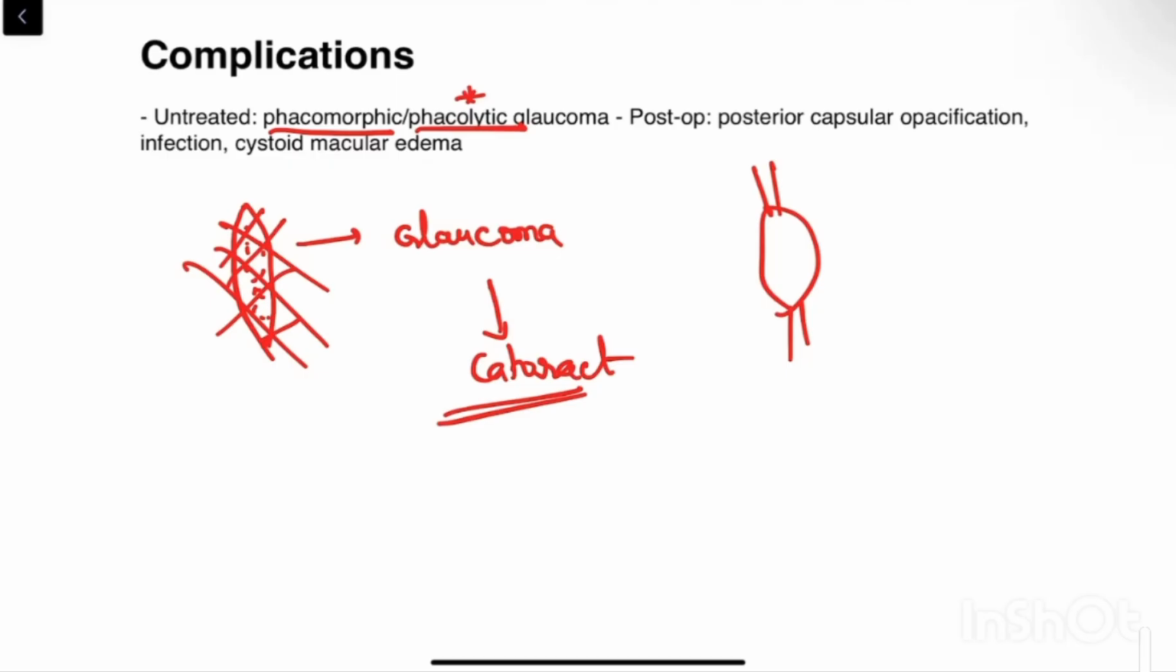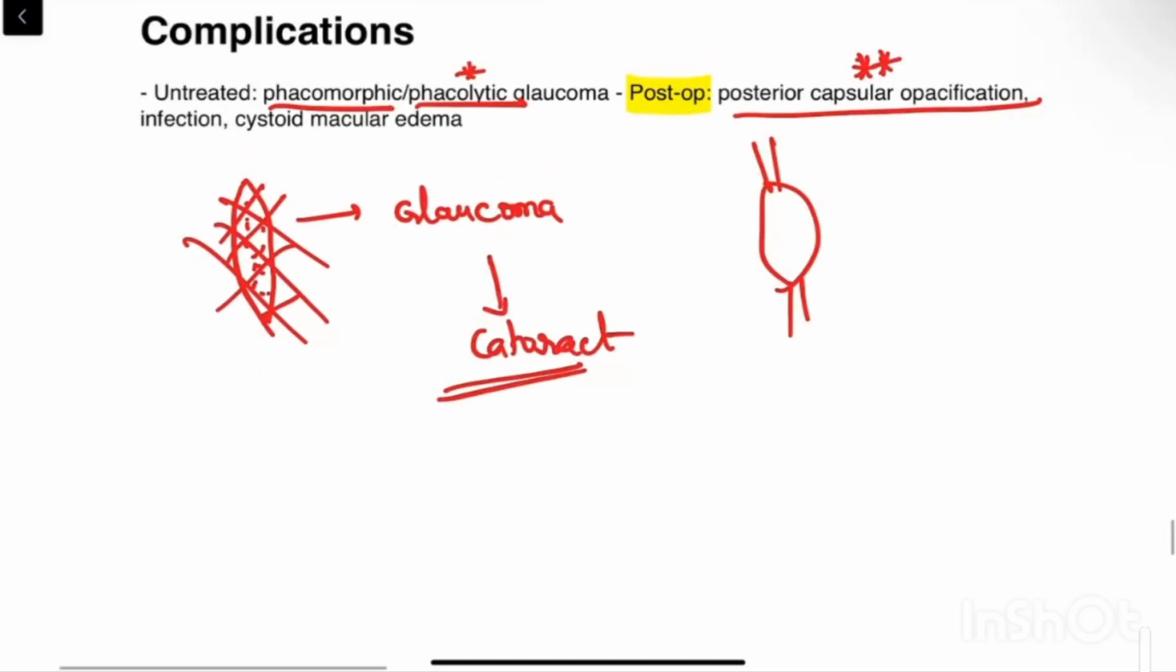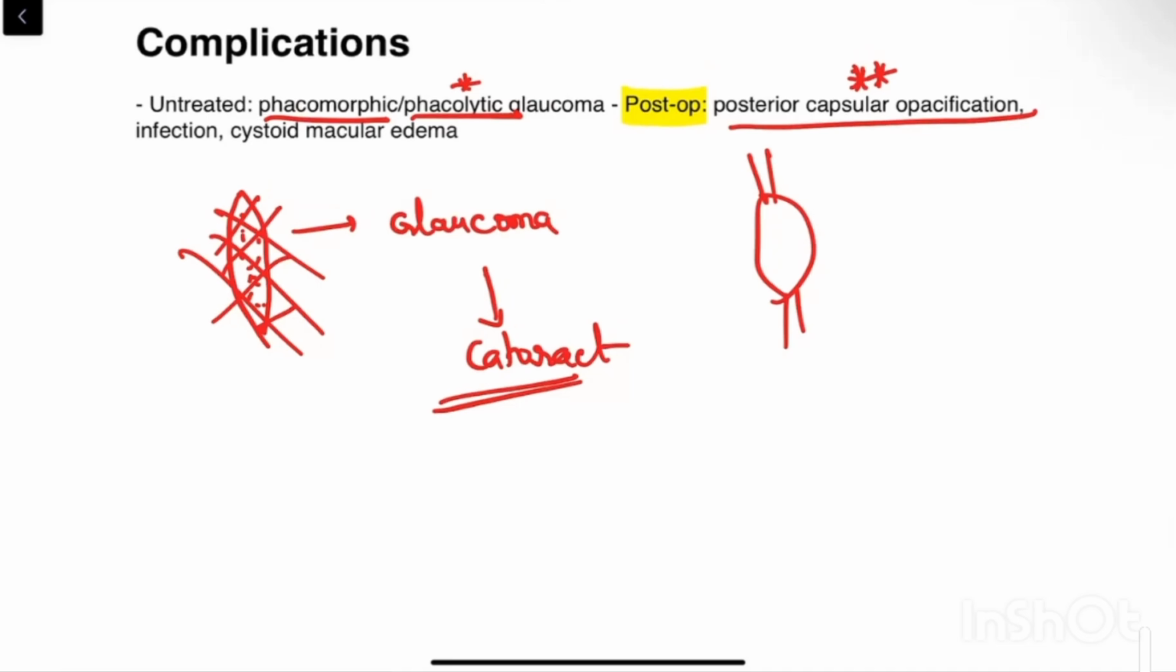And after operating, there are certain complications, that is posterior capsular opacification, that is posterior subcapsular cataract, which you saw, that can occur because of cataract surgeries. So it is the most common post-op complication. At times, there can be fluid filled in the macula called cystoid macular edema, that can occur as a complication of cataract.